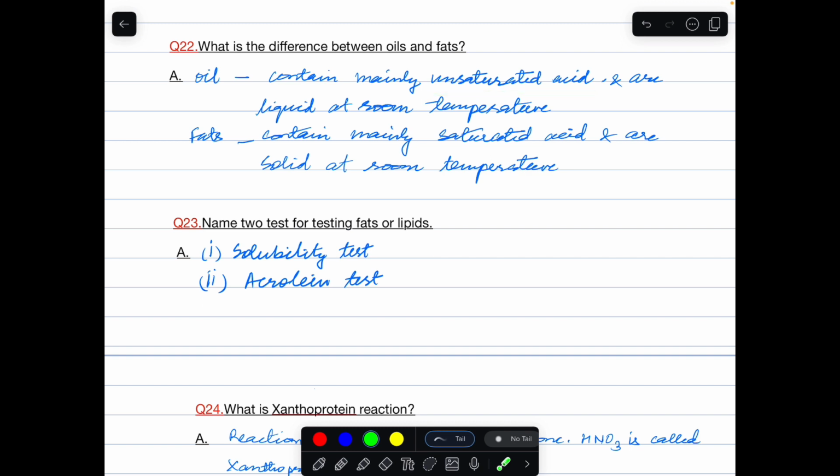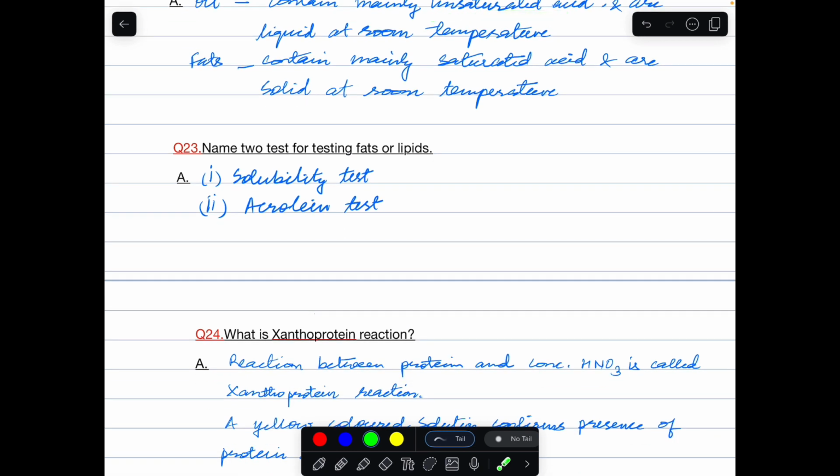What is the difference between saturated and unsaturated? Saturated carboxylic acids are those carboxylic acids which have only carbon-carbon single bonds, while the unsaturated ones have at least one carbon-carbon double or triple bond. Mostly we have double bonds.